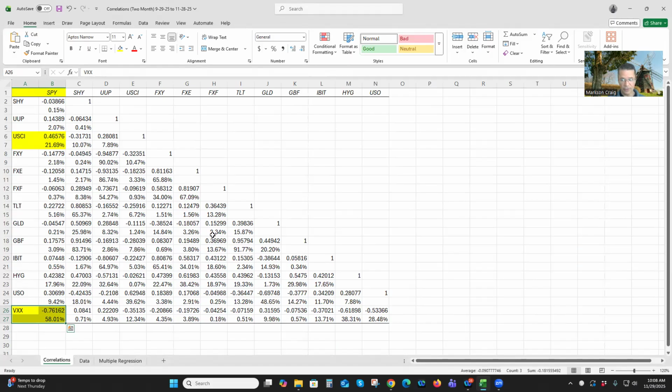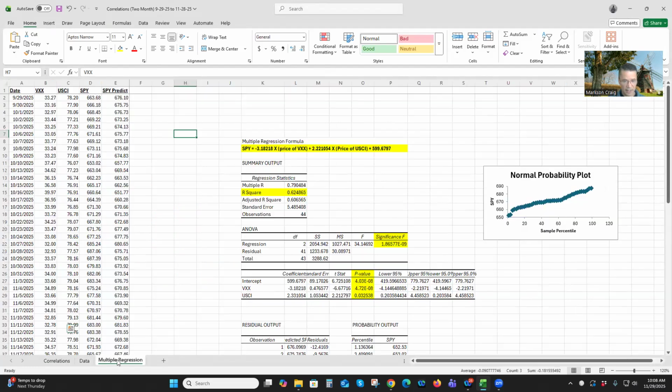So what I did was I ran a multiple regression analysis with the independent variables being the VIX as measured by VXX and USCI, which measures commodities. And here is the multiple regression analysis. I'm going to make this a little bit bigger so you can see.